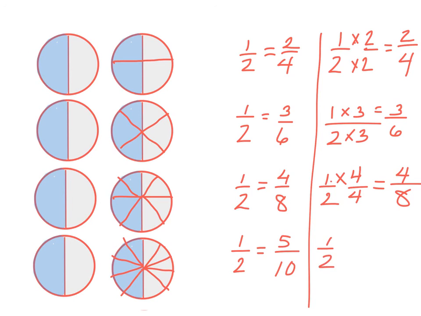Looking at it in this perspective, where the shaded part is 5 times as many pieces as this 1/2, we would simply multiply it by 5 since it is 5 times as many. And 1 times 5 equals 5, and 2 times 5 equals 10. So we can say that 1/2 is equivalent to 2/4, is equivalent to 3/6, is equivalent to 4/8, and is equivalent to 5/10.